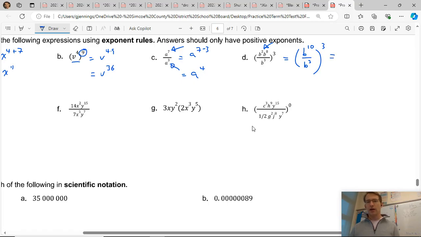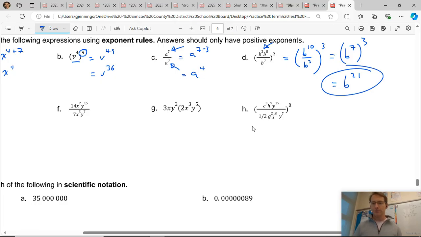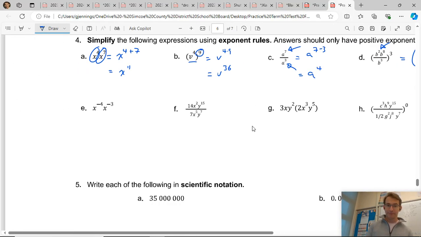Well, b to the 10 divided by b to the 3 is b to the 7, because I subtract exponents. In that case, all being raised to the power 3, there I multiply exponents. This is b to the 21. Circle it as final answer. Can't be simplified more than b to the 21.